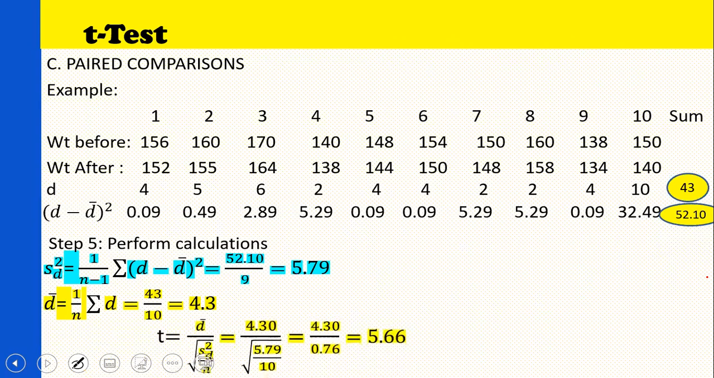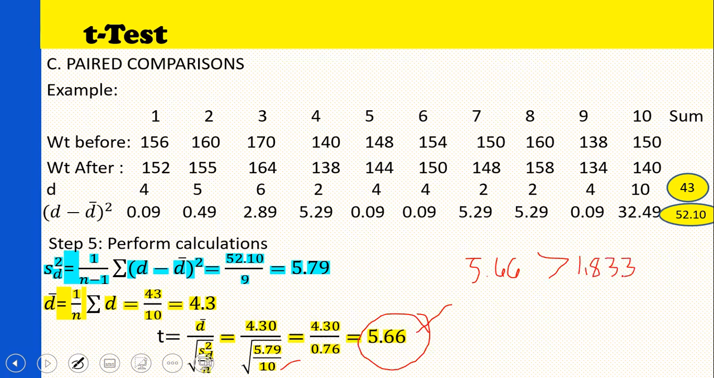And for the t value, we're going to use the formula: the d mean, which is 4.3, over the square root of the variance of the differences, which is 5.17, over the number of samples, which is 10. So we have 4.30 over 0.76, equal to 5.66. Therefore, the value 5.66 is greater than the critical value, which is 1.83.